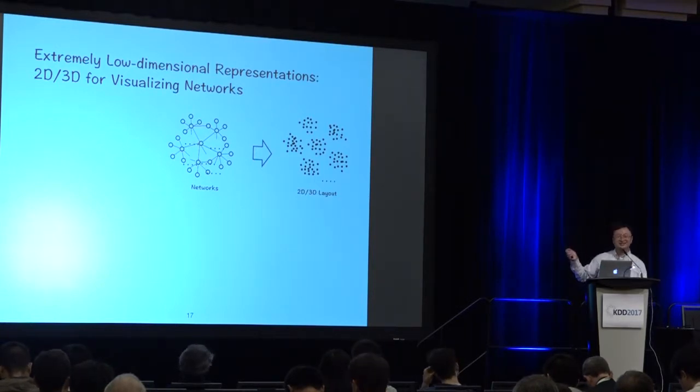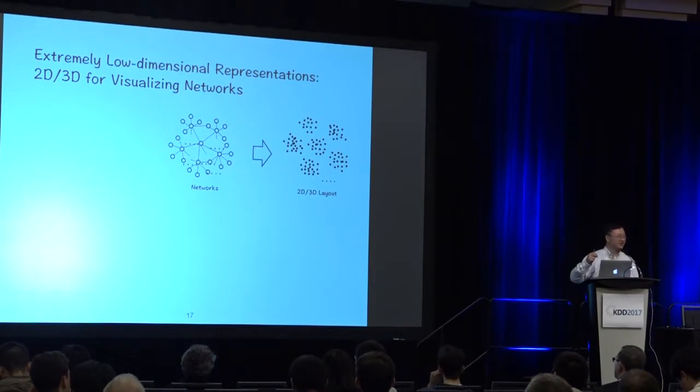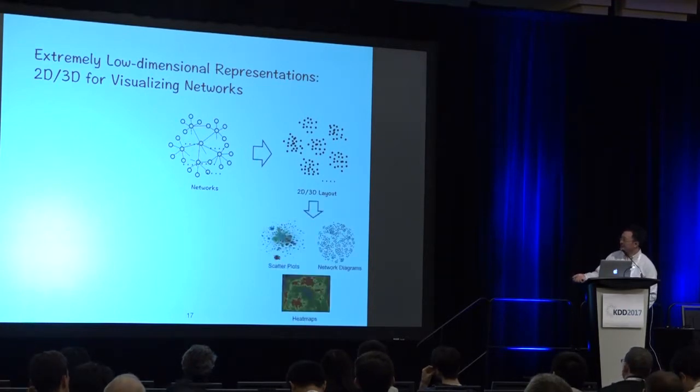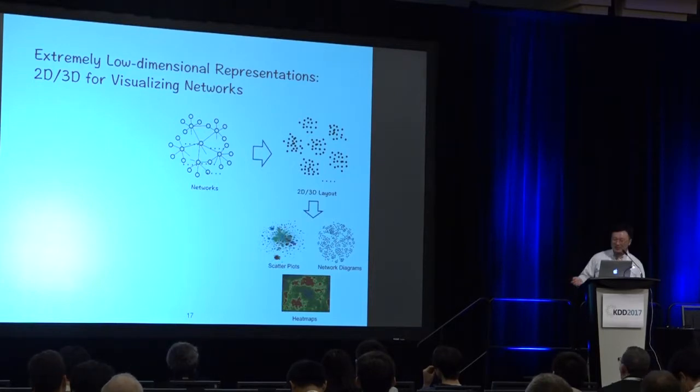You can see the only difference between this one and the one I showed in the previous slide is that you are now finding a two-dimensional or three-dimensional vector space for the nodes, right? And similarly, these are the kinds of visualizations that you can create, suppose you can actually find this 2D or 3D representations of nodes, right?